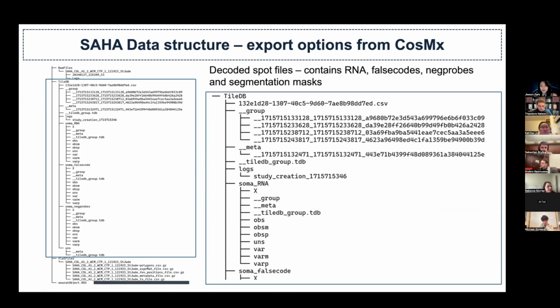TileDB is a common format for images and image-associated information files, which is commonly used for spatial data. It's easy to understand: it's more like decoded spot files. It contains RNA, FOV codes, negative probes, and segmentation maps separately. And basically, it's an ingredient for all of the AnnData files that we can generate.